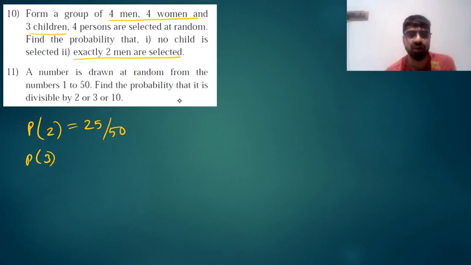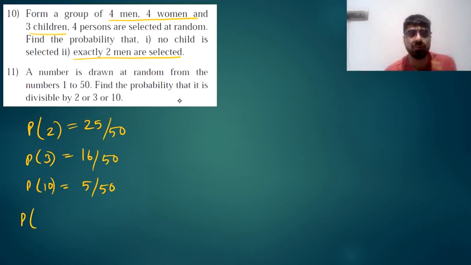Then we have the probability of the number being divisible by 3. 16 into 3 is 48, so we have 16 numbers divisible by 3. The probability of the number divisible by 3 is going to be 16 upon 50. And the probability of the number being divisible by 10, that's going to be 10, 20, 30, 40, 50. So that's just 5 numbers out of 50.